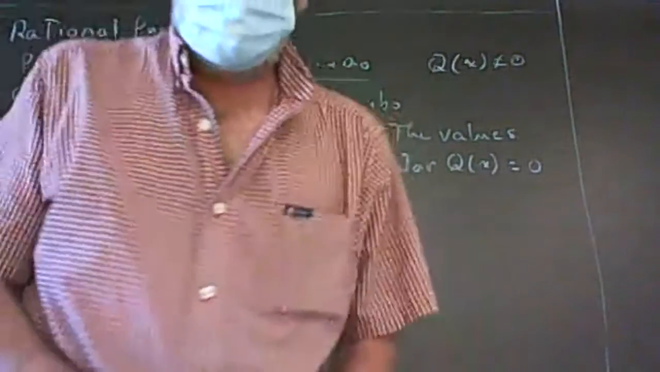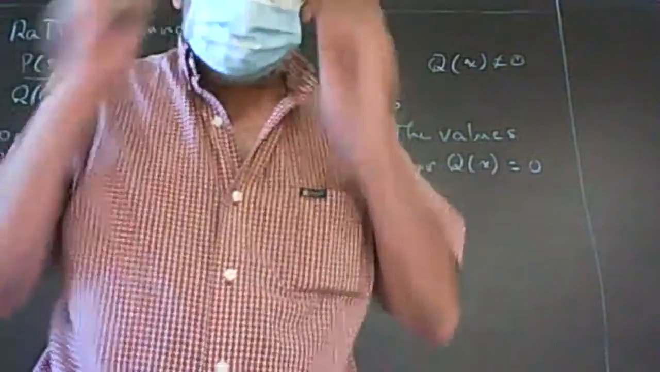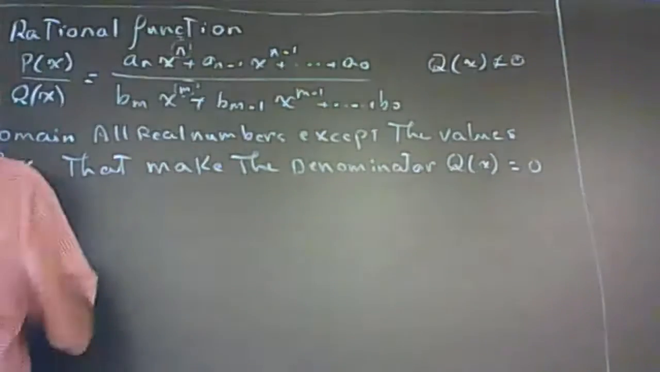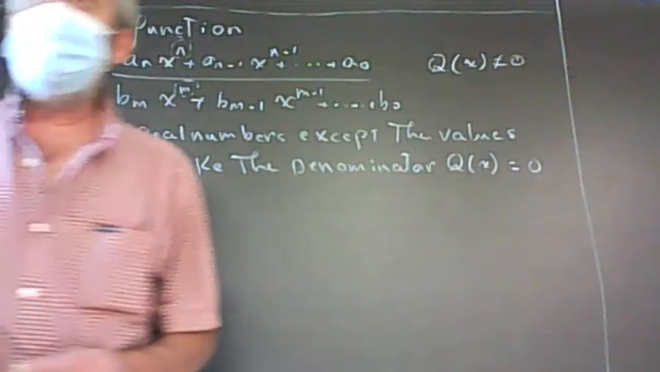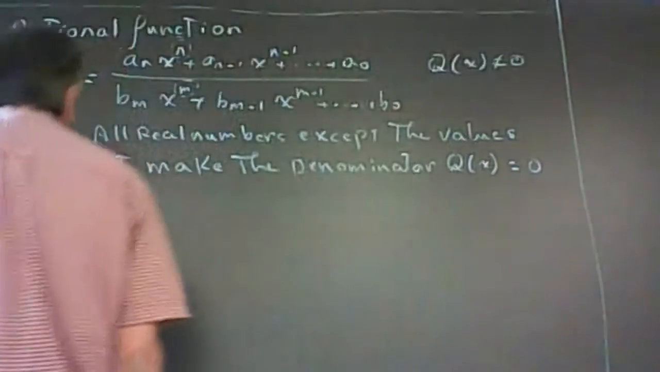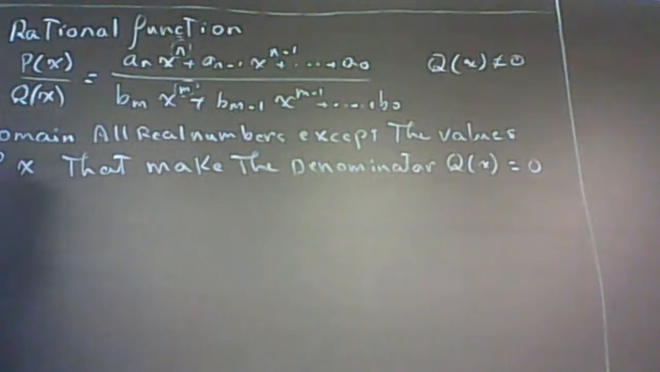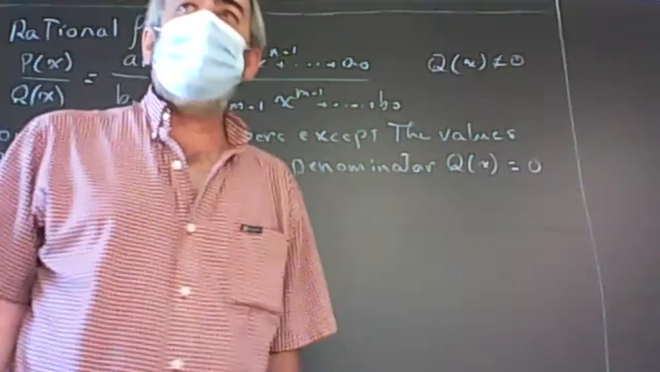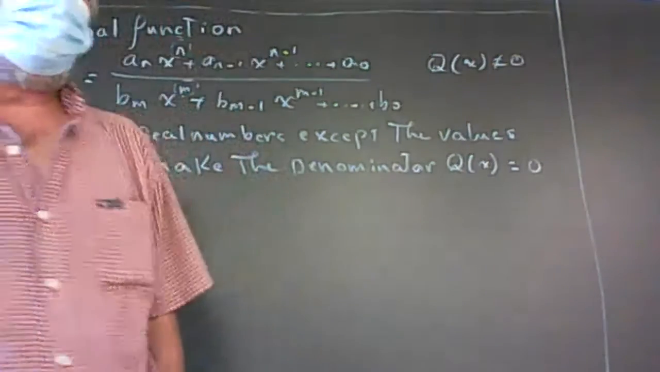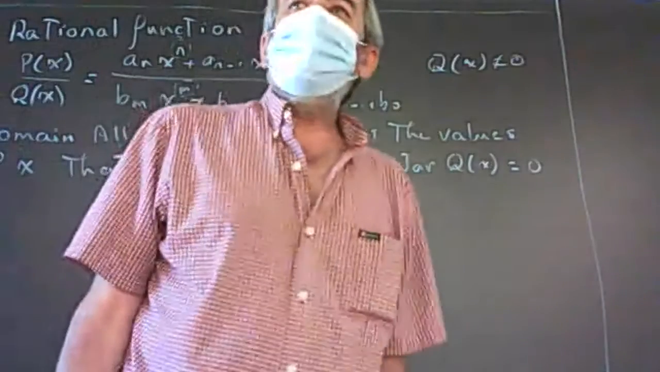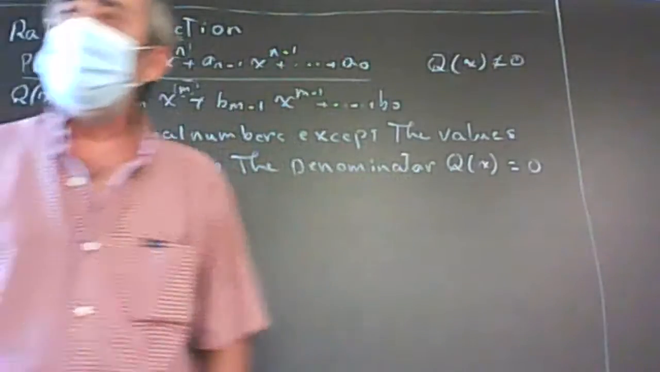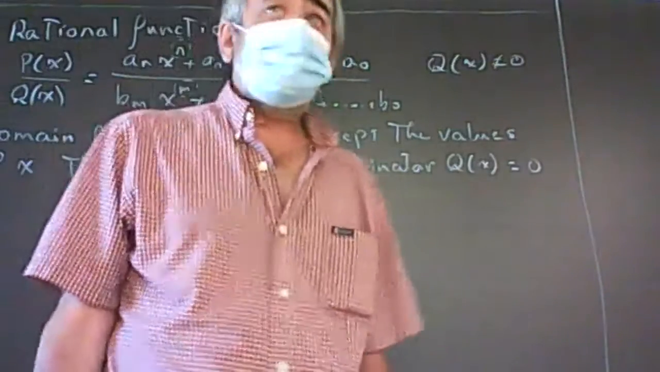So these are basically the conditions or the rules on these numbers. Now, what happens when the denominator gets to 0? If the denominator gets to 0 for some value of x, and the numerator is not 0, then we have what we call vertical asymptotes.